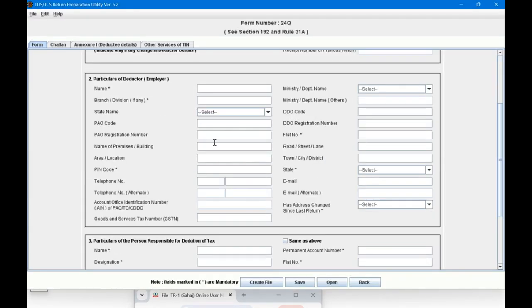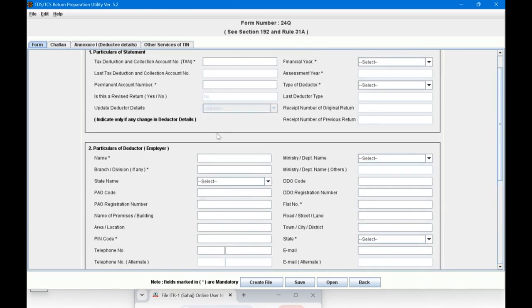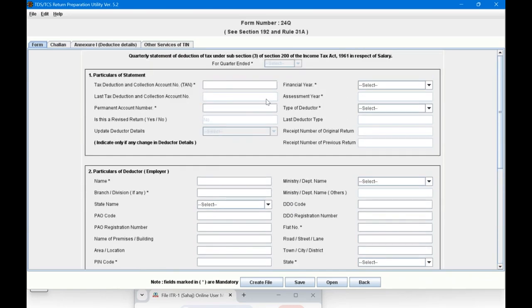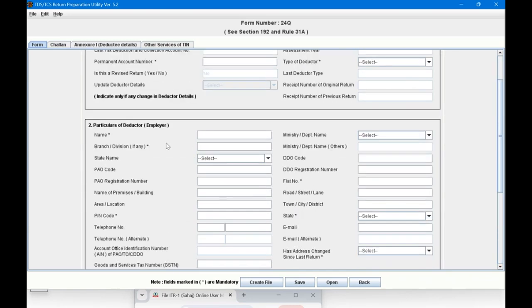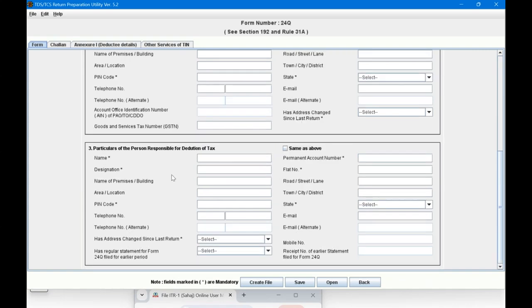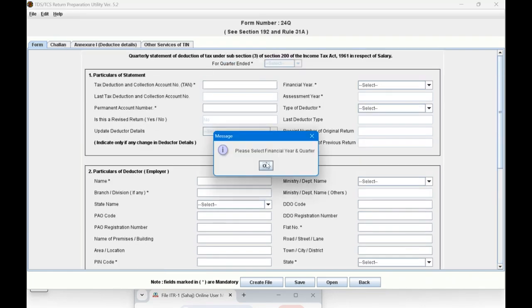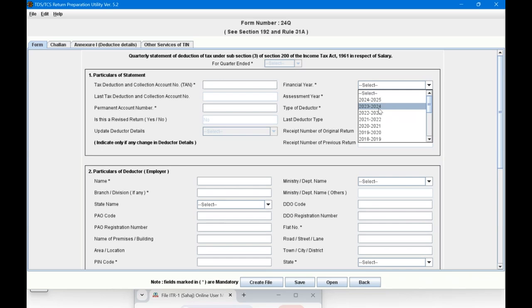Then the initial parts are similar to our form number 26Q, that is TAN number, etc. We are required to provide the name of the employer, as well as the name of the person responsible for filing this TDS return for deduction of tax. After that, similarly, first we are supposed to select the financial year.